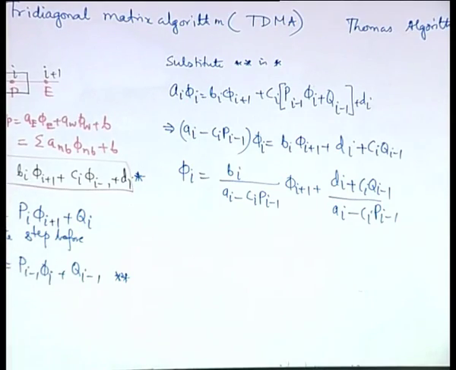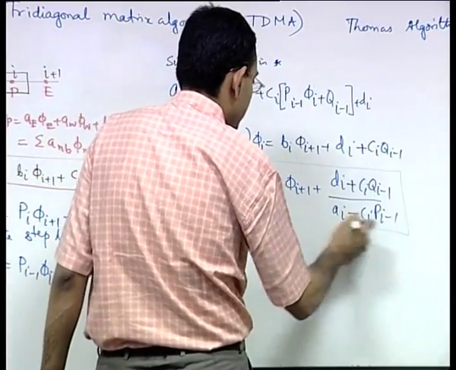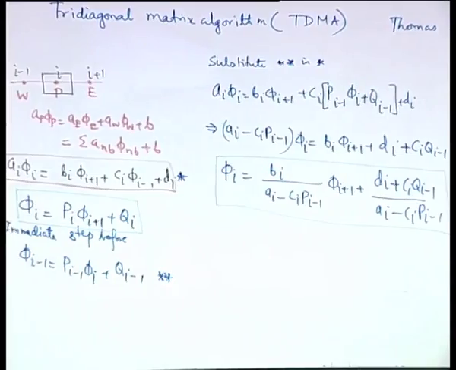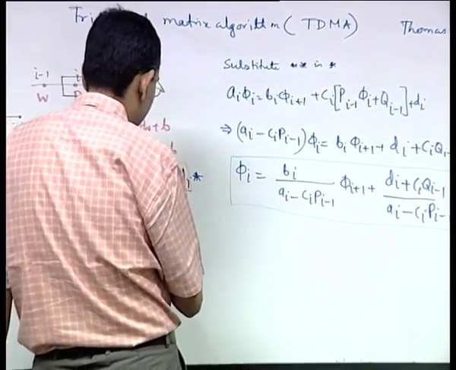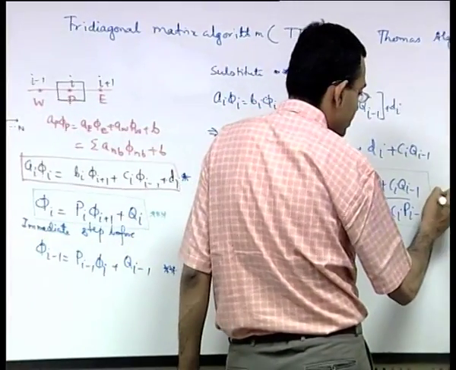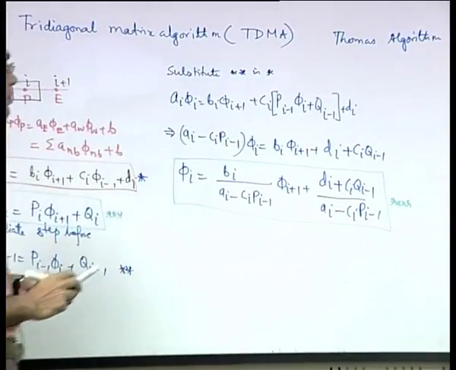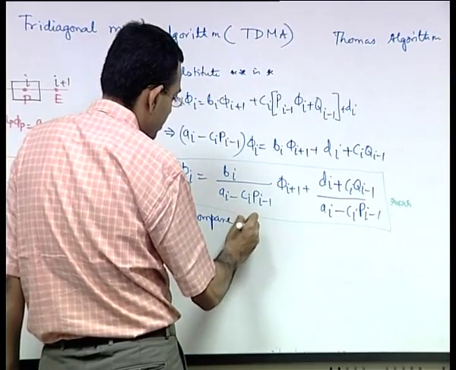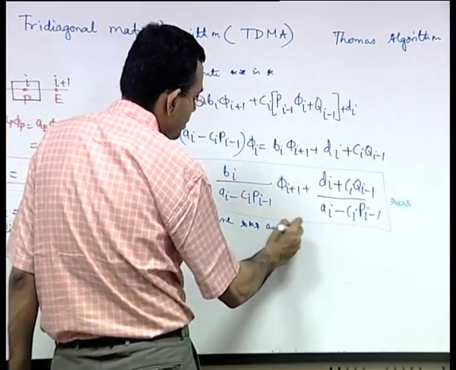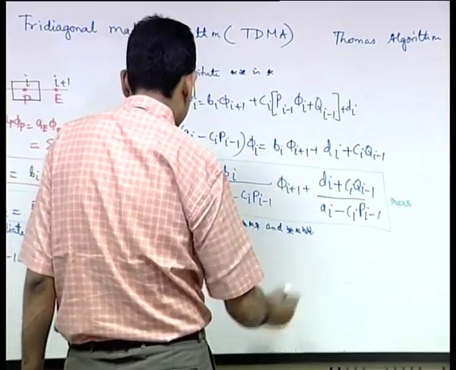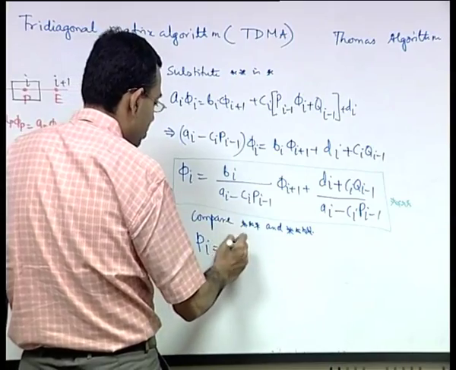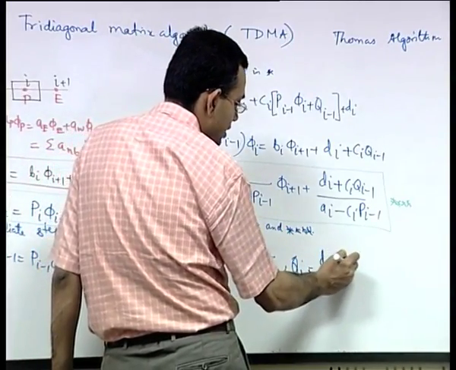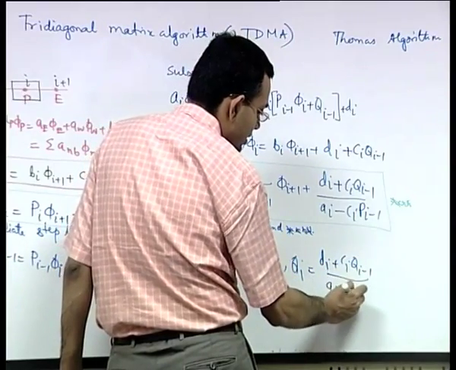Now, you can see that this particular equation and the equation phi I is equal to Pi phi I plus 1 plus Qi, these are of the same form. So, let us call it triple star, let us give it 4 star. So, compare these triple star and 4 star. So, what you get? Pi is equal to Bi by Ai minus Ci Pi minus 1 and Qi is equal to Di plus Ci Qi minus 1 by Ai minus Ci Pi minus 1.